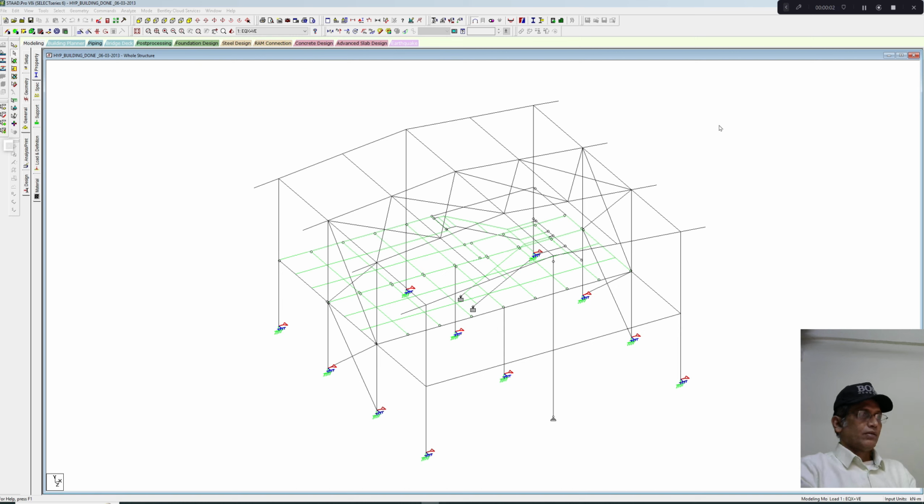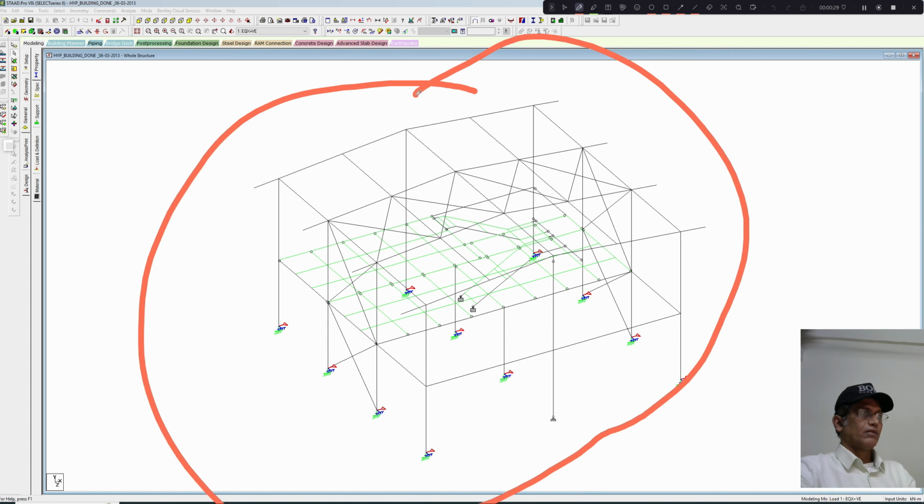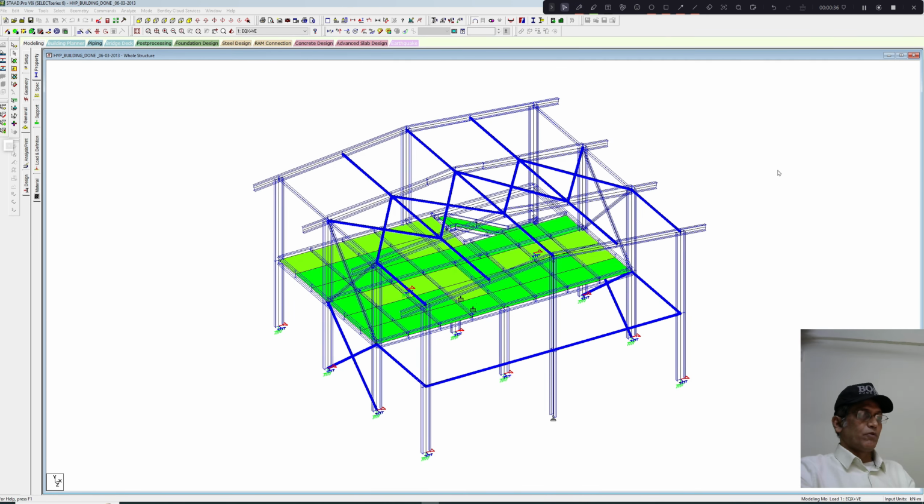Welcome back friends. In this section we shall learn how to design various connections like the base plate, the rigid moment connection, then the shear connections, then bracing connections. So this was our STAAD model which we had finalized. Now if you go to the 3D view, the 3D view looks something like this.